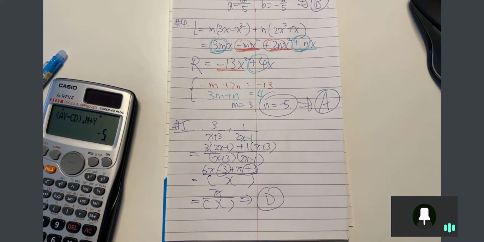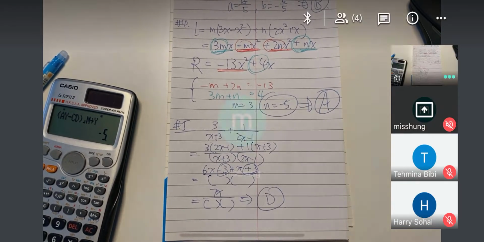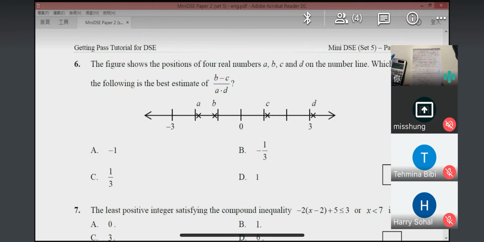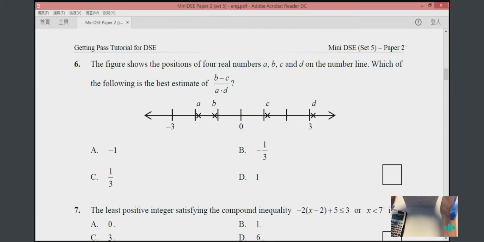Okay, and then number 6. Number 6, take a look at the question. Also very simple because you have a number line and then you can estimate the A, B, C, D because all of them have a very close integer you can replace.